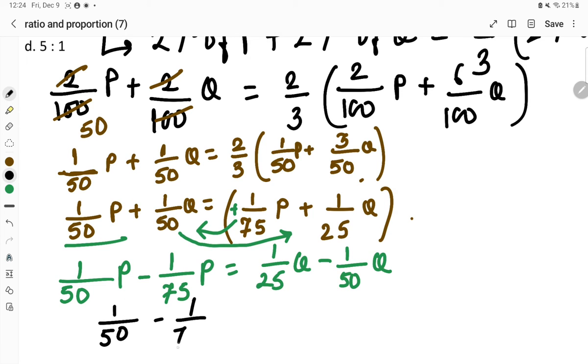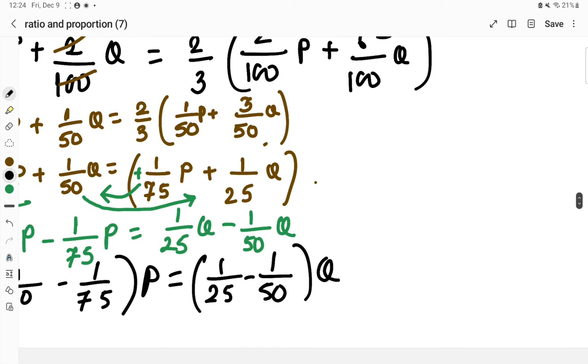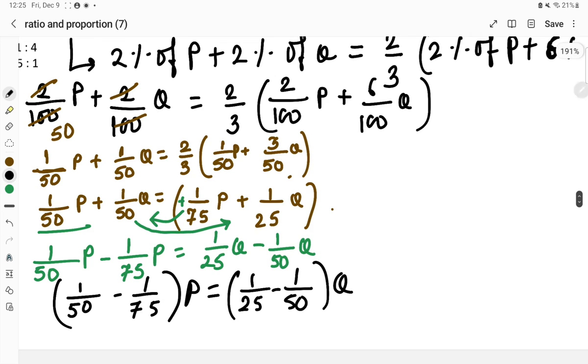Simply 1 upon 50 minus 1 upon 75, I have taken P in common now, is equal to 1 upon 25 minus 1 upon 50, again Q I have taken in common. Simply I have taken P and Q, both the terms in common. Now all is after the calculation.